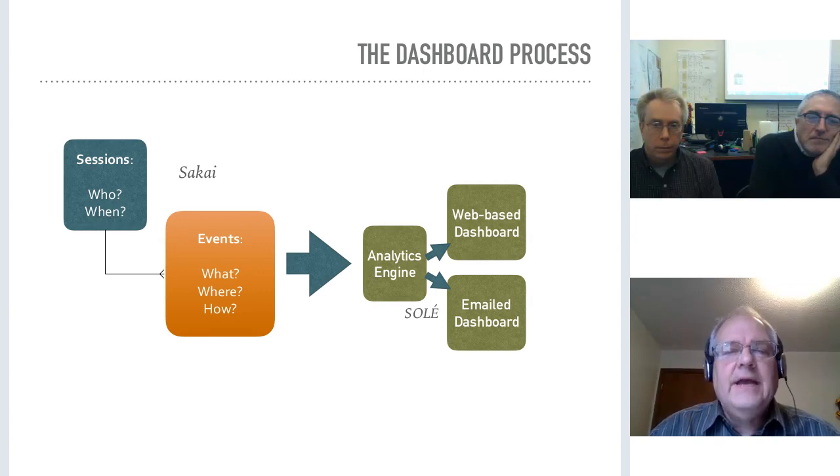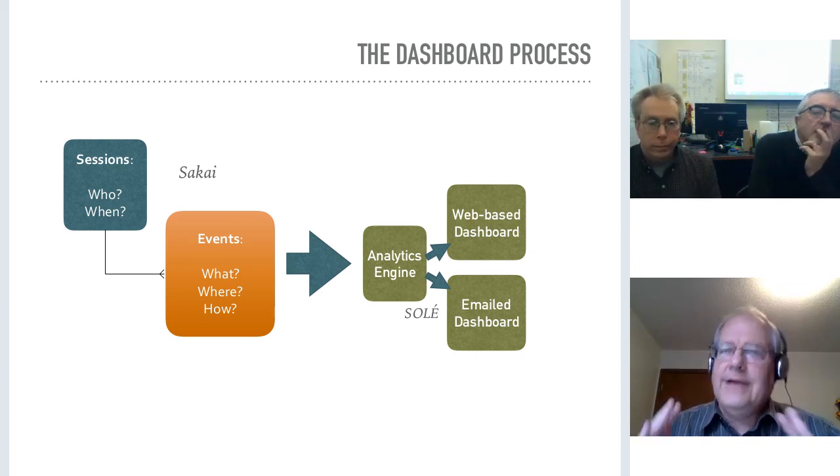In Sakai, there are these two tables. One is the sessions table, one is the events table. Many of you are probably familiar with this. A session happens when a user logs in, tells you who is doing it and when they're doing it. And then the events table tells you what they did, where they do it, how they do it, and you get an entry for that for almost every, not every, but almost every event that happens within Sakai.